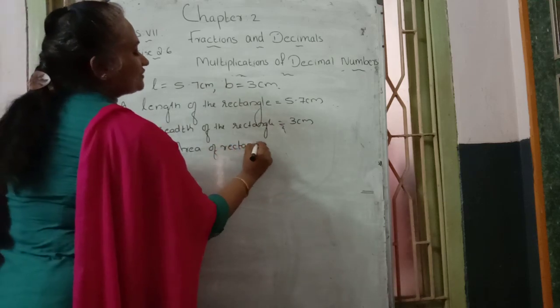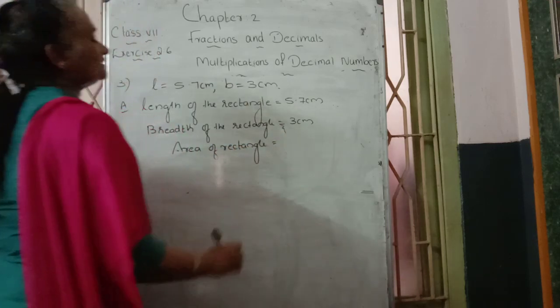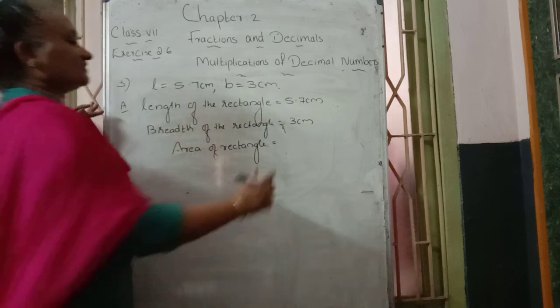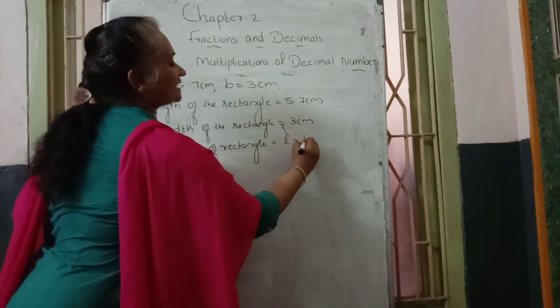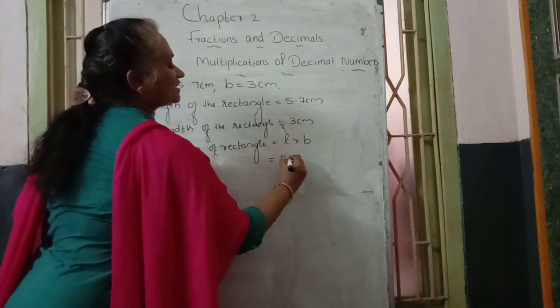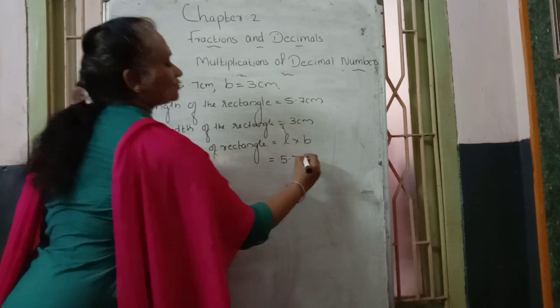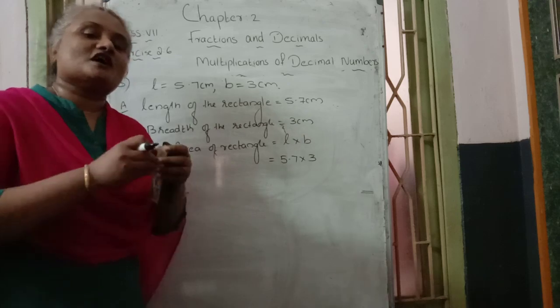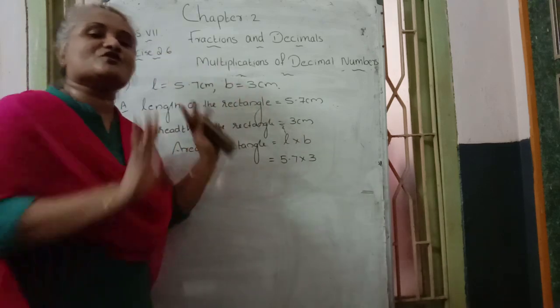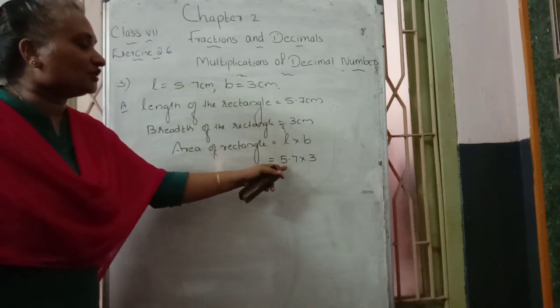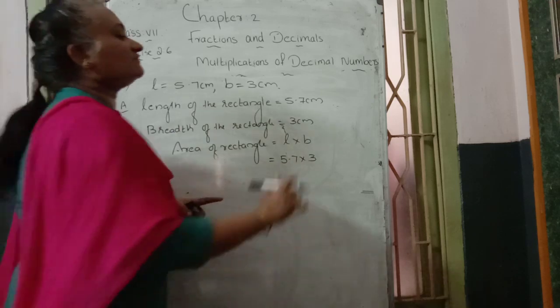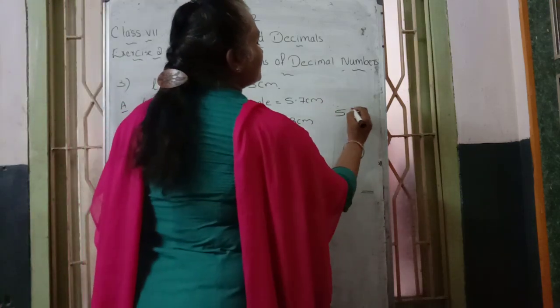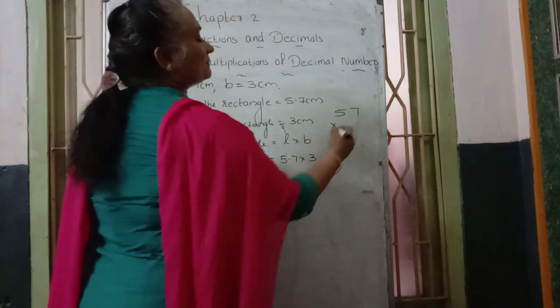What is the formula for finding the area of a rectangle? Area of a rectangle equals length into breadth. In the length place, which number? 5.7. In the breadth place, which number? 3. What is the easy method? Without the decimal point, just take the numbers and multiply. Without the decimal point, 5.7 we can write as 57, multiplied with 3.